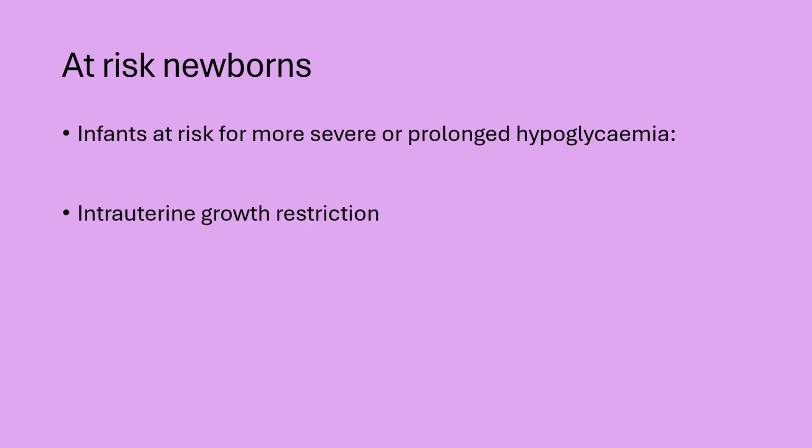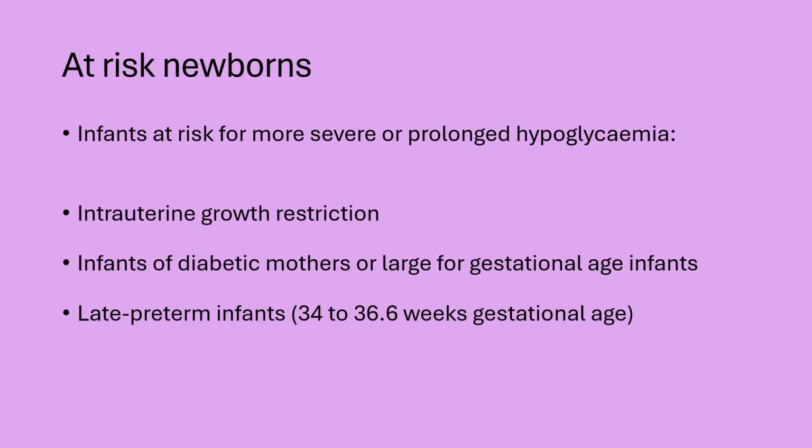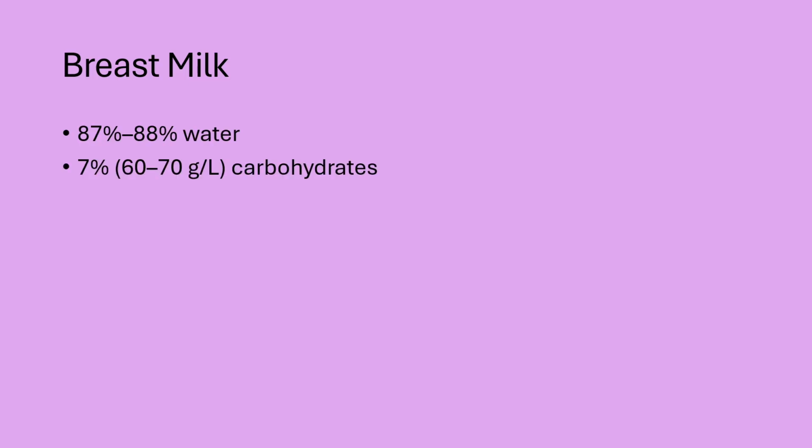Infants who are intrauterine growth restricted, of a diabetic mother, or large for gestational age, late preterm infants, and preterm infants are all at risk. Breast milk. Breast milk is the ideal food for newborns. It's 87 to 88% water, 7% carbohydrates, 1% protein, and 3.8% fat. And this is essential to meet the newborn's requirements for energy so that metabolic processes can be undertaken.